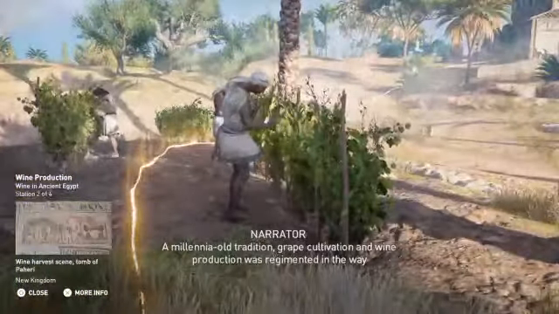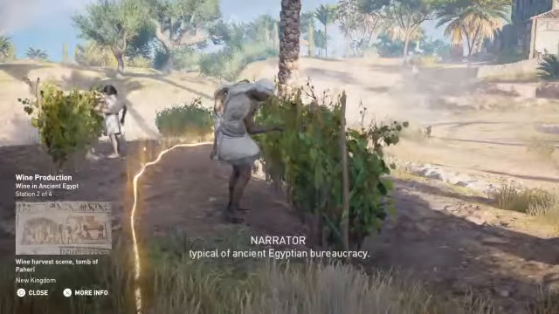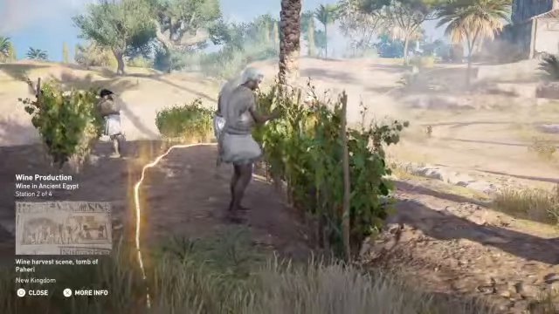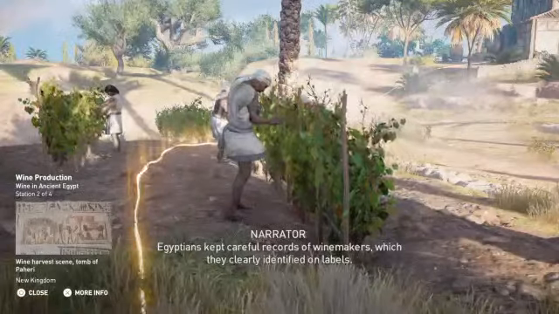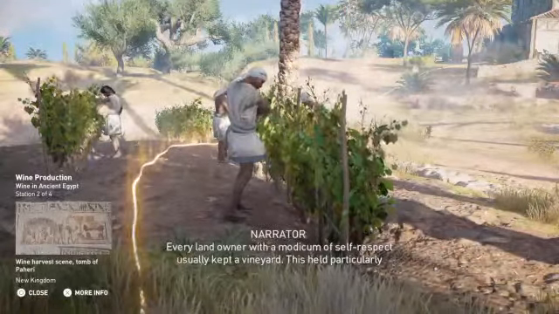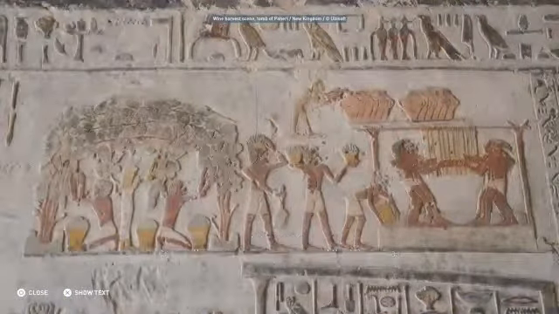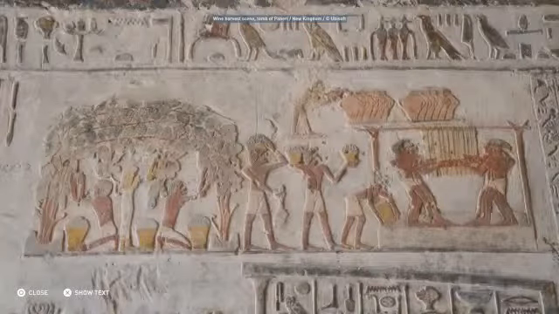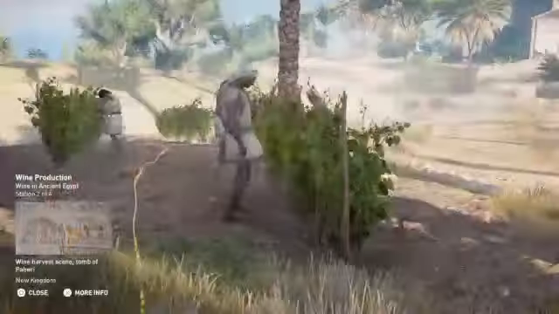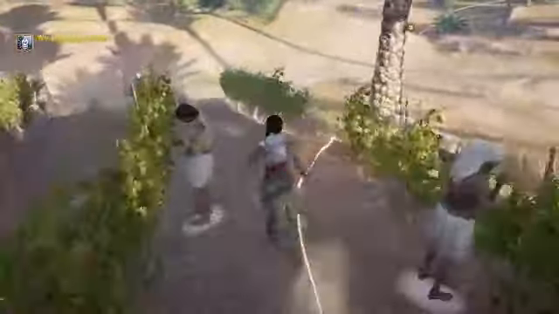A millennia-old tradition. Grape cultivation and wine production was regimented in the way typical of ancient Egyptian bureaucracy. Egyptians kept careful records of winemakers, which they clearly identified on labels. Every landowner with a modicum of self-respect usually kept a vineyard. This held particularly true in the regions of the Fayoum and the Nile Delta. Wine harvest scene, tomb of Paheri, New Kingdom, credit to Ubisoft. Yep, and we are going to move on to the next location.